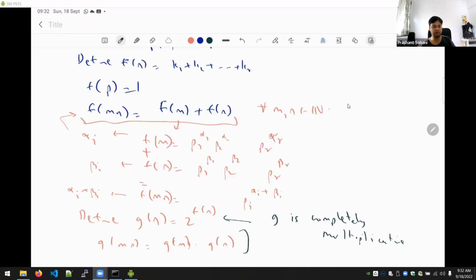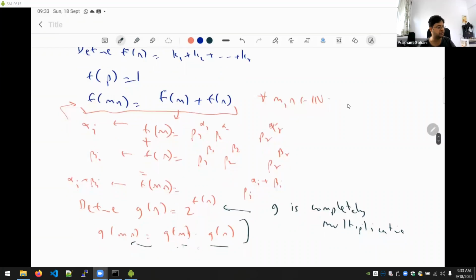Okay, so this was an example of a function where it doesn't matter whether the two numbers are coprime or not, you can always multiply them together and get the answer. But many of the functions we are going to deal with are not completely multiplicative, they are just multiplicative, which means that in general this will not be true. In general, the product of g of m and g of n will not be equal to g of mn, it will be only true when m and n are coprime.